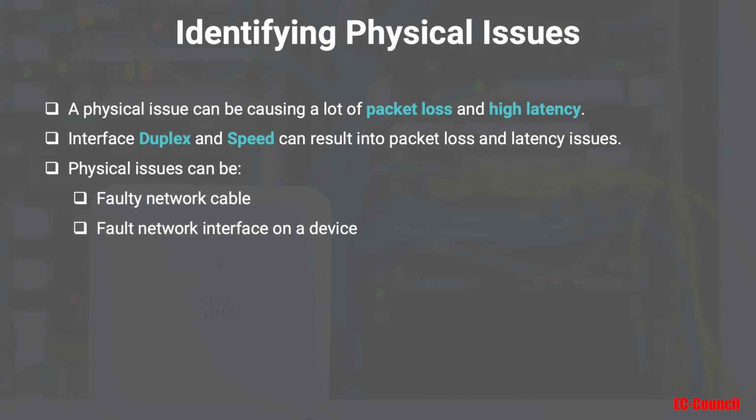But for now, we can determine that physical issues can be caused by one of two things. It can simply be that there's a faulty network interface card on a device. If so, simply shut down that interface, reprovision a new one, and switch the cable. As in, remove the cable from the faulty interface and plug it onto the new interface. Additionally, you can have a faulty network cable. If you determine the cable is bad, simply change the cable itself.